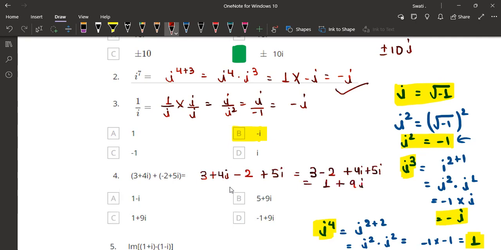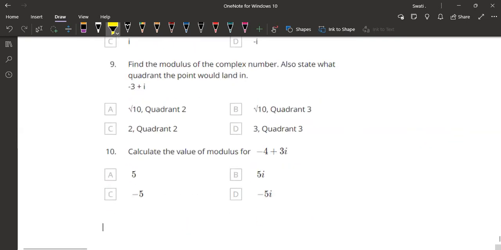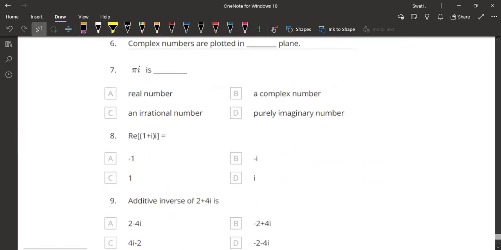So what is the answer? The answer is 1 plus 9i. This was very simple. So the answer is option C, 1 plus 9i. All right, let's move to the next question.